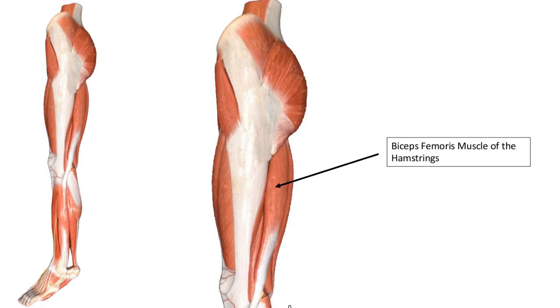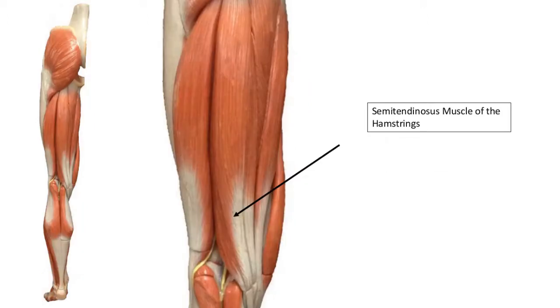Okay, there are 2 other muscles for the hamstrings. They have a very similar name. The first one here is called the semitendinosus muscle. Now, it's really hard to see, so I'm going to try to outline it for you. There you go. It's actually not too bad. Okay, so that's the semitendinosus muscle.